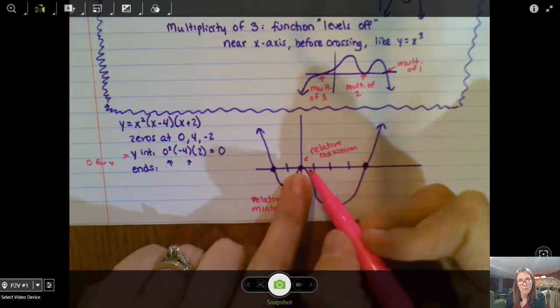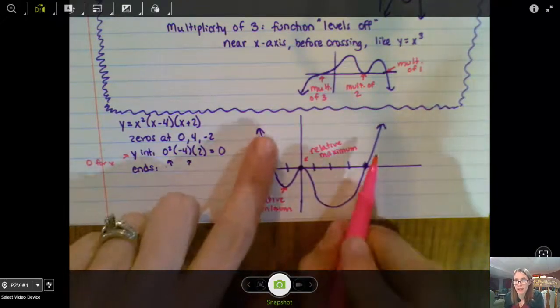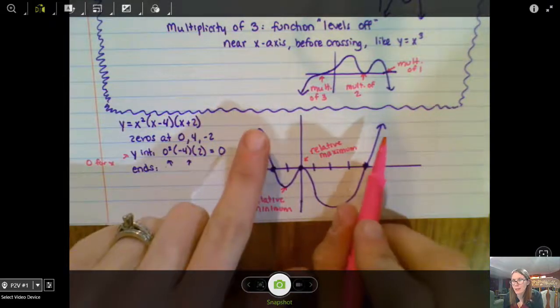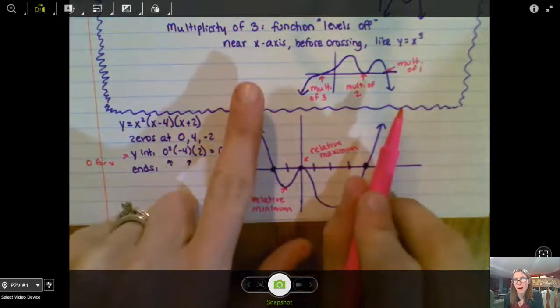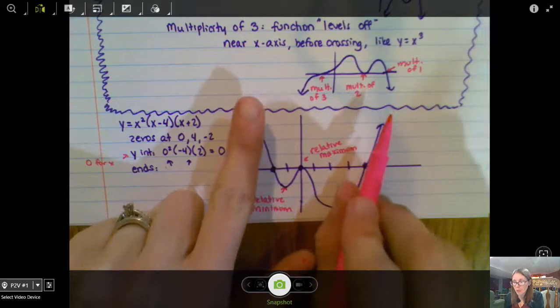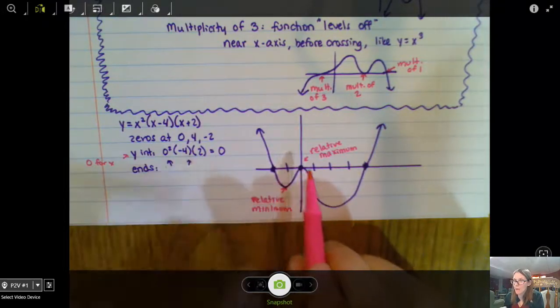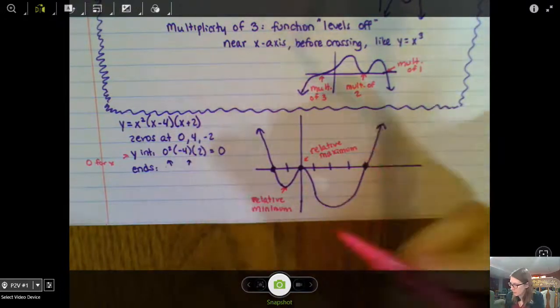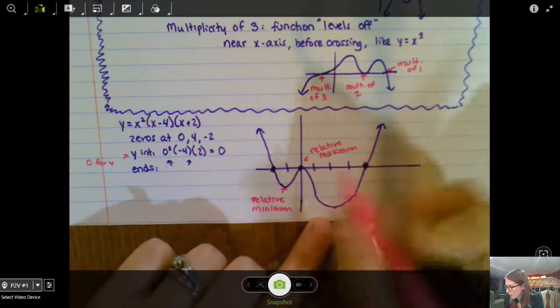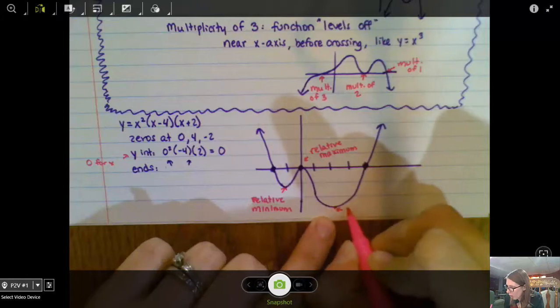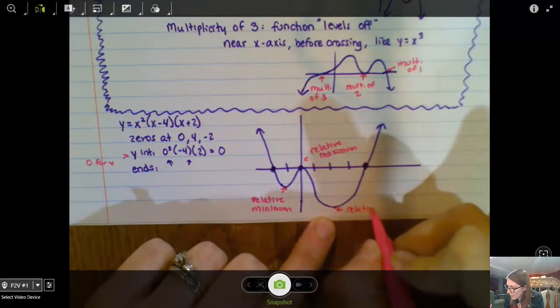It's not a maximum for the whole function because these arrows, keep in mind, tell us that our y values are going to keep increasing. So it's not a maximum for the whole function. It's just a maximum for this little neighborhood that we're in. And then right over here, whatever this turning point is would also be a relative minimum.